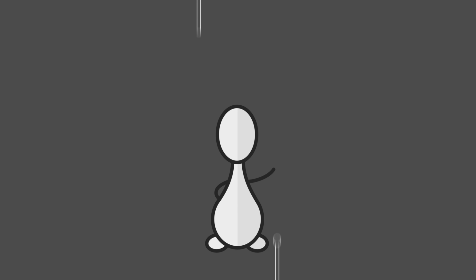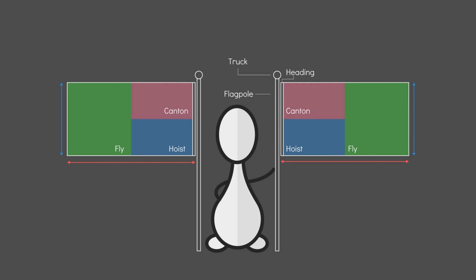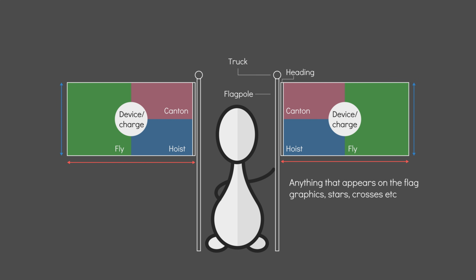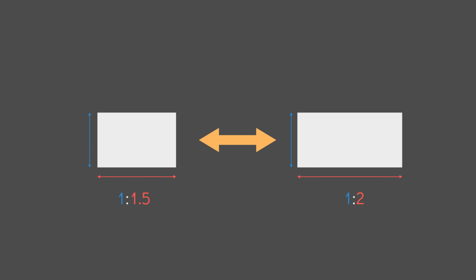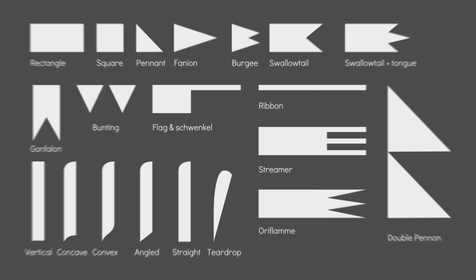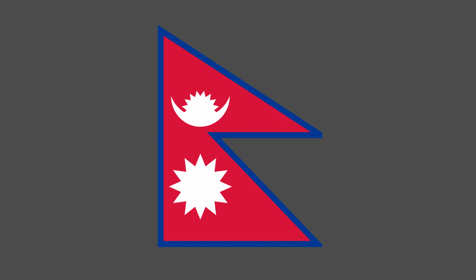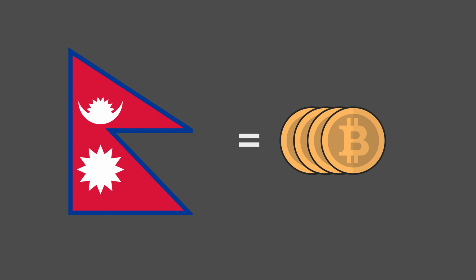But first, some terminology. Front, aka obverse, back, aka reverse, ratio, hoist, fly, canton, and device or charge. Flags tend to be rectangular with ratios between 1 to 1.5 and 1 to 2. That said, other flag-like forms do exist, most notably the flag of Nepal. The double pennon works here because the shape invokes the Himalayan mountains, so only deviate from the standard rectangle if there is a symbolic reason to do so, and be aware of cost and maintenance.